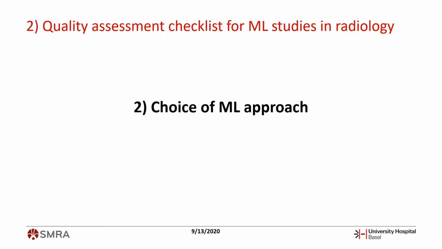Second, the choice of the machine learning approach should be clearly motivated and explained. You should also discuss the problem of overfitting and how it's mitigated. And technical details should be provided on the algorithm, like hyperparameter settings. It's not enough to just say that a deep convolutional neural network was used.